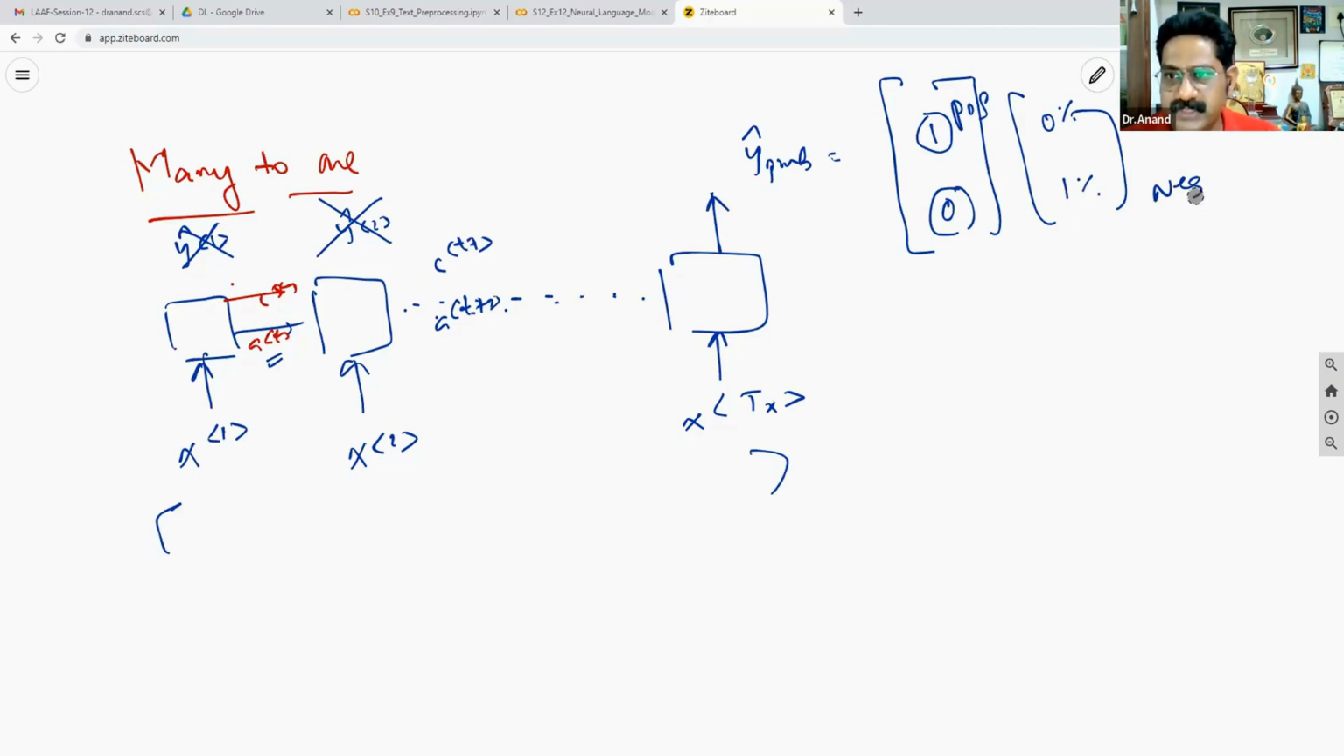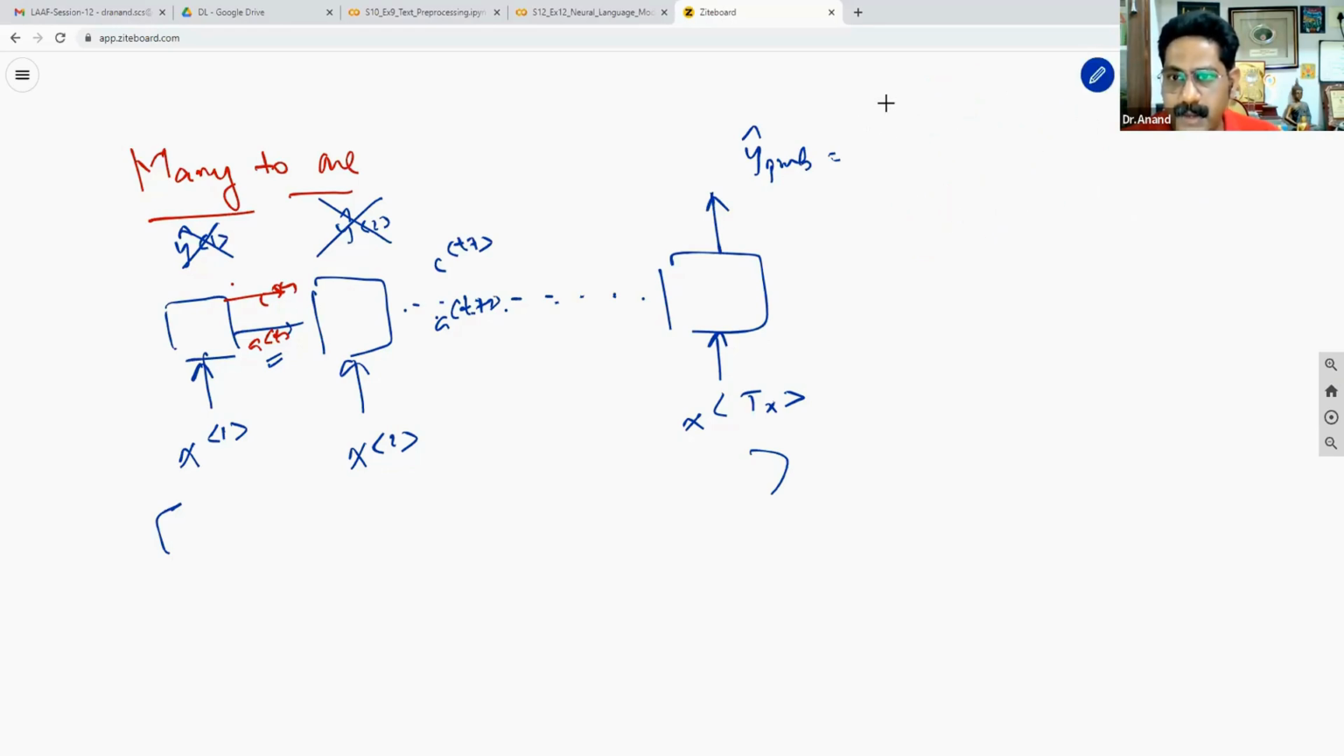Or you don't want to simply say positive or negative. No, I want my model to predict the star rating. Let my model predict the star rating, whether it's a 1 star, 2 star, 3 star, 4 star, or 5 star.